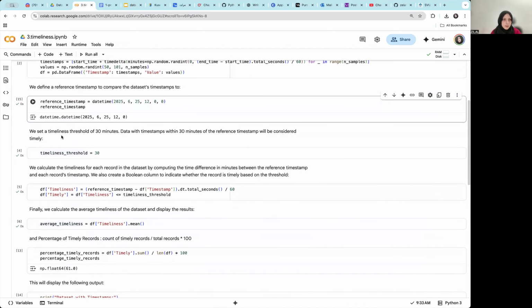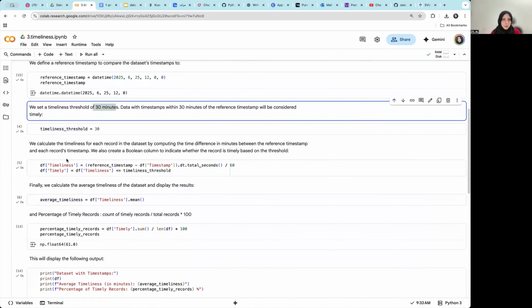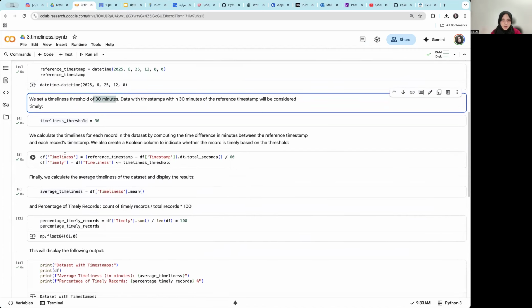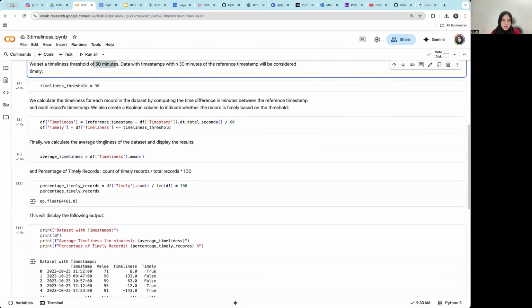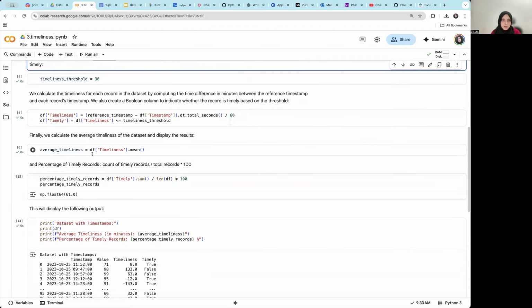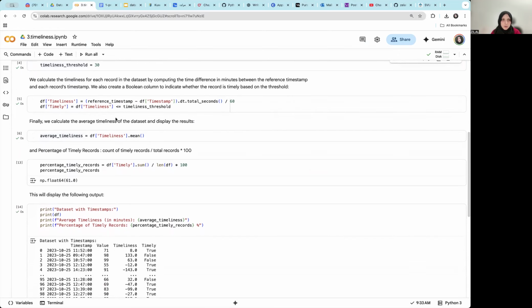And then we set the timeliness threshold to be 30 minutes. Data with timestamps within 30 minutes of the reference timestamp will be considered timely. We calculate the timeliness for each record in the dataset by computing the time difference in minutes between the reference timestamp and each record's timestamp. We also create a Boolean column to indicate whether the record is timely or not.